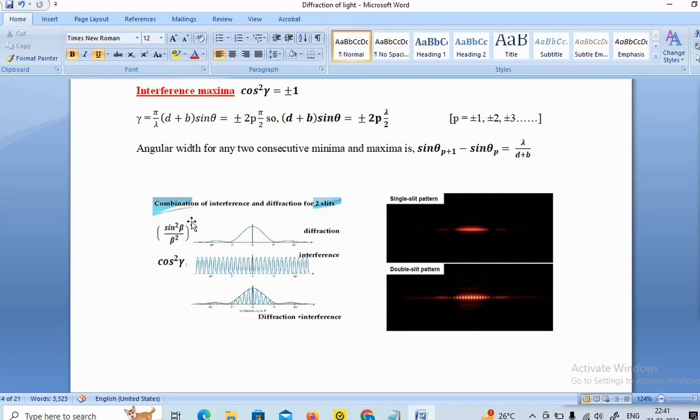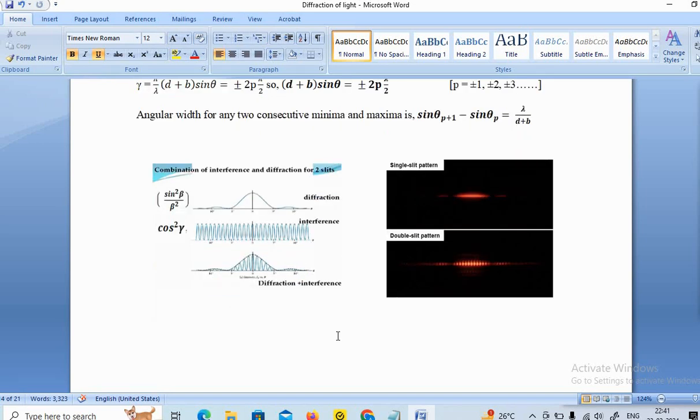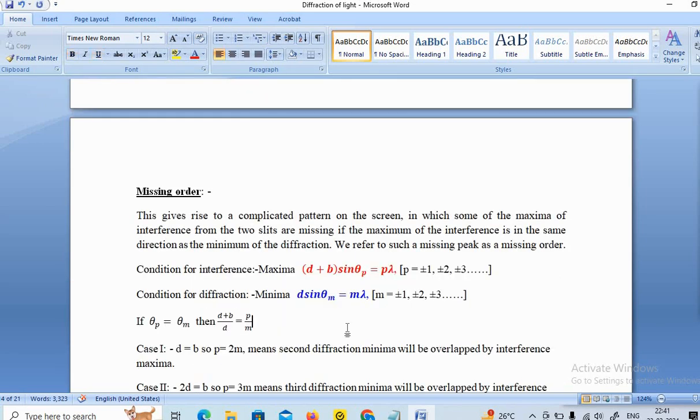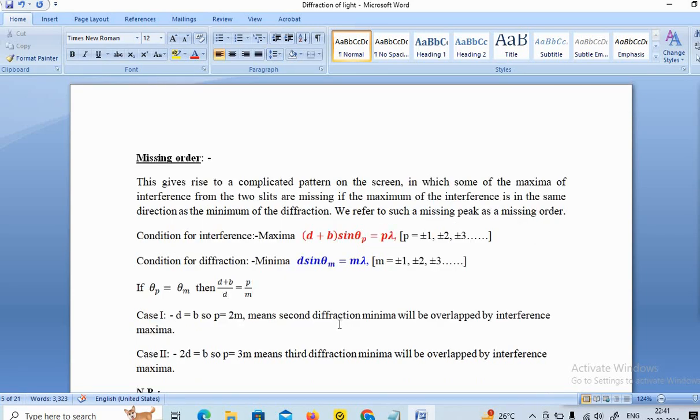Now the diffraction pattern was explained. The diffraction maxima are overlapped by interference maxima and also interference minima, so the pattern looks something like this. Again, we have considered the special case of missing order. In this missing order, the interference maxima are overlapped over the diffraction minima, so the minima will be missing. Overall, maxima will be observed.